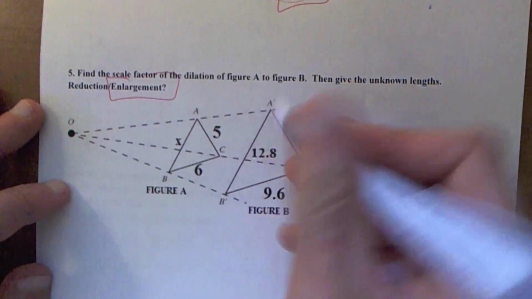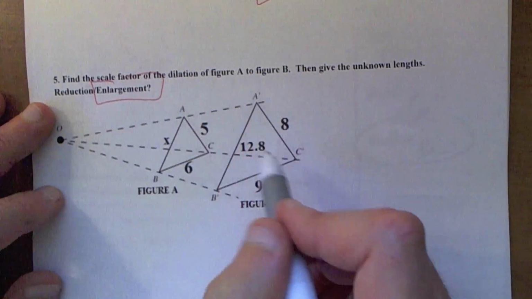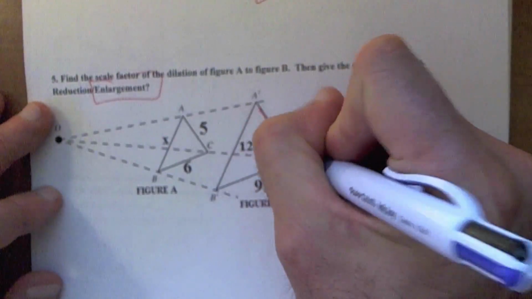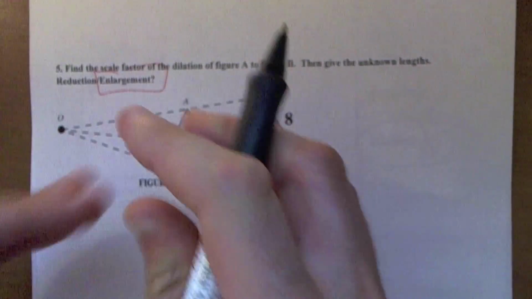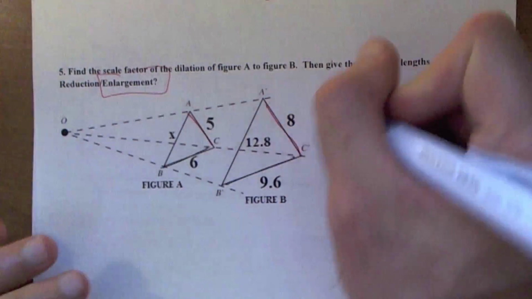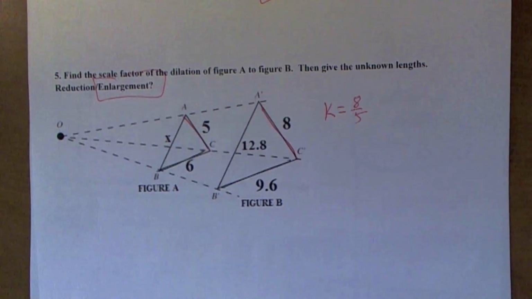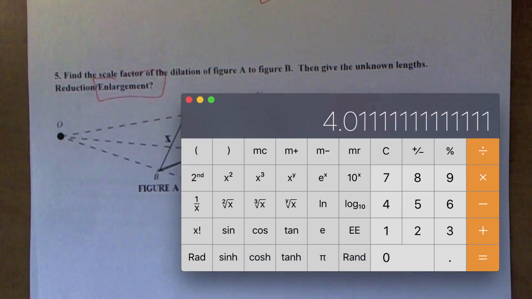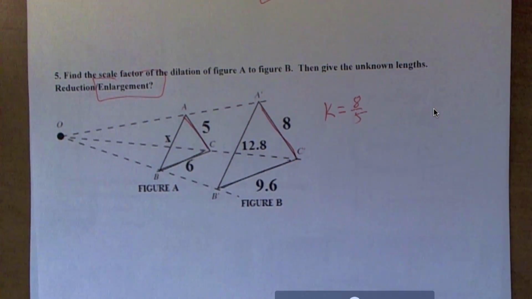For the scale factor, I could pick this over this or this over this, because it doesn't matter which one I choose. This to this should be the same ratio as this to this, because all the sides are proportional. It's getting blown up by the same amount. So we pick the image over the pre-image. I'm guessing my scale factor is 8/5. Let me check what decimal that is. 8 divided by 5 is 1.6. And that makes sense.